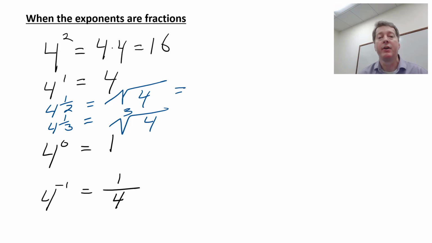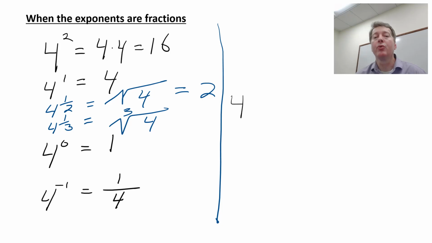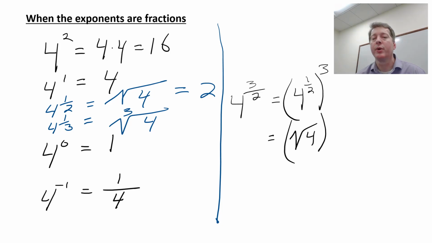So 4 to the 1/2 is 2. 4 to the 1/3, the cube root of 4, is not something you need to try to memorize. But that's what fractional exponents are about. We will talk about roots in another video, but fractional exponents are really roots. Suppose you had 4 raised to the 3 over 2, 4 to the 3/2. Well, that is the same as 4 to the 1/2 cubed. You multiply the exponents. 4 to the 1/2 is the square root of 4. So the square root of 4 cubed is the same as 2 cubed, and 2 cubed is 8.